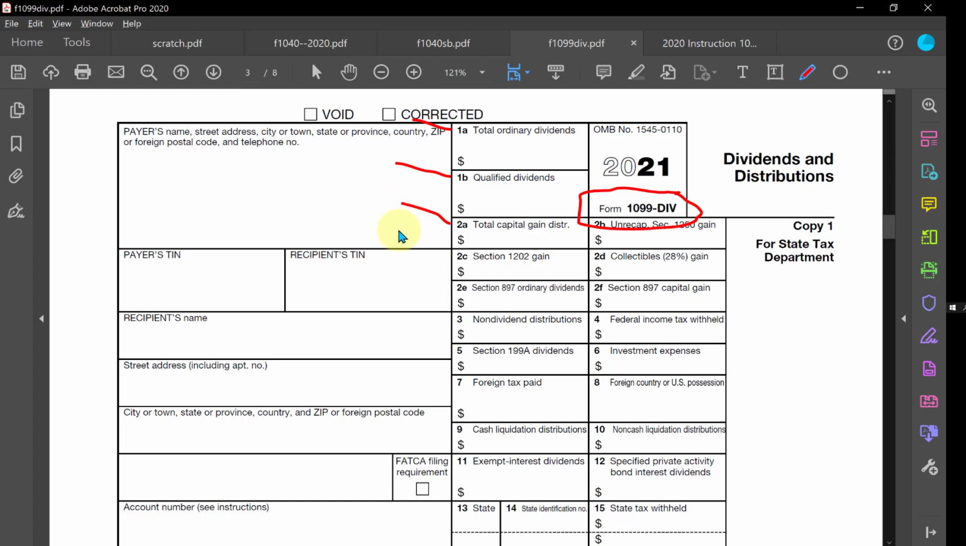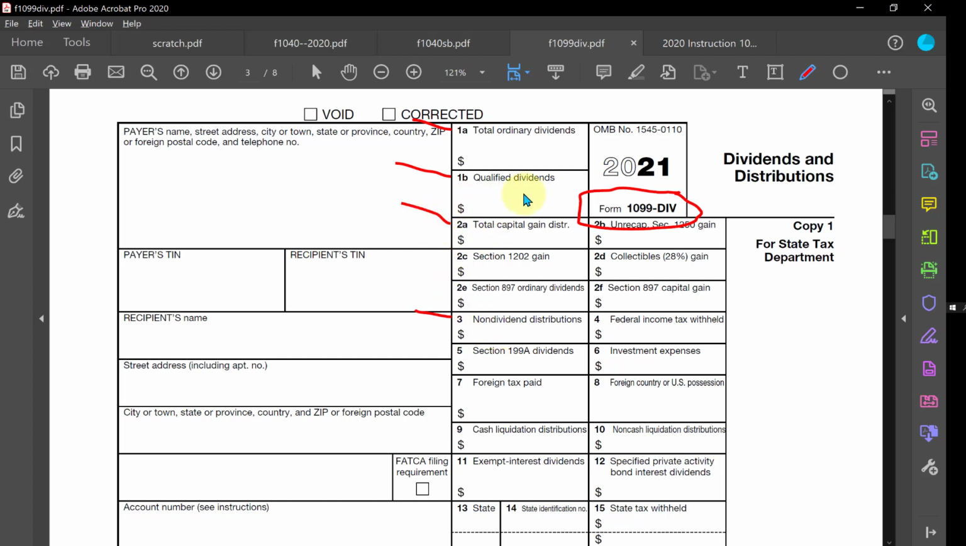Our textbook talks about this amount here in box 3 called non-dividend distributions, and it kind of ties into this capital gains. Most times you'll see this capital gain rather than this non-dividend distributions.